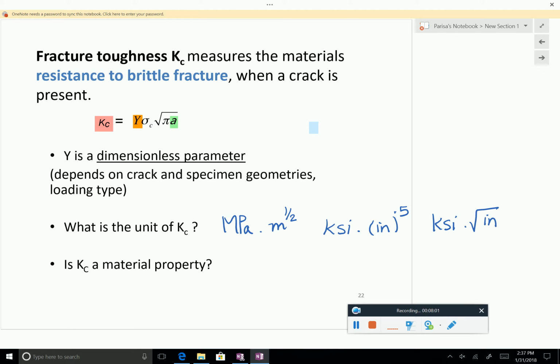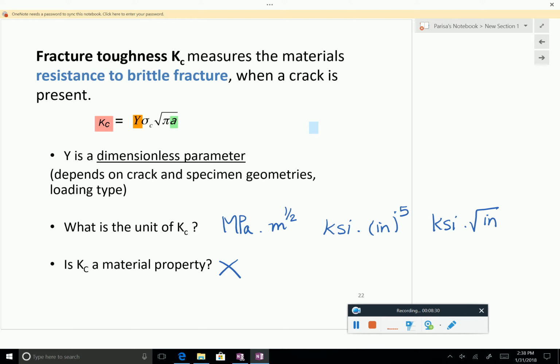Why not? It's dependent on crack length. Yes. It depends on the crack length. And so it depends on size. It depends on geometry. Also why? This has the geometry of the specimen and the crack. So the answer is correct. It's correct to shake your head. It's not a material property.